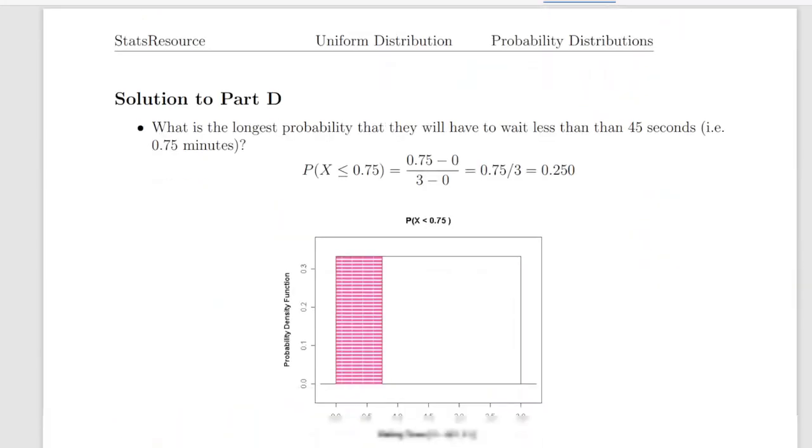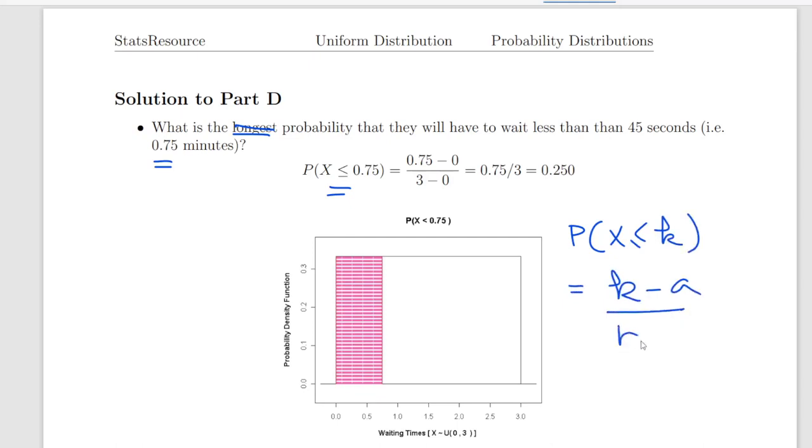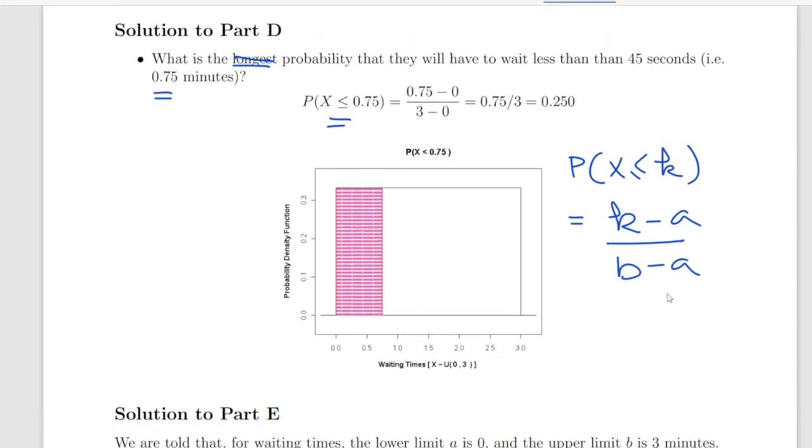Okay. What is the probability that they'd have to wait less than 45 seconds, i.e. less than 0.75 minutes? Well, in this case, something similar. The probability of x less than or equal to k equals k minus a divided by b minus a. There we have it, 0.75 minus 0 divided by 3. Let's put it in there for the sake of completion, and that is 0.75 divided by 3, that is 0.250, which is 25%.